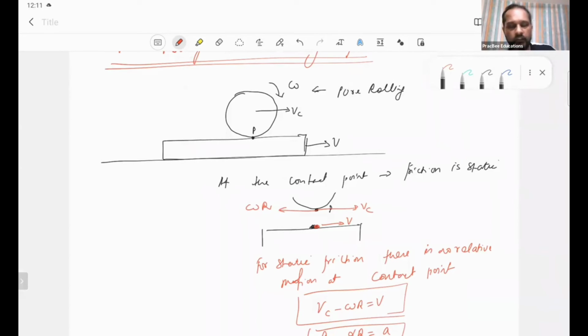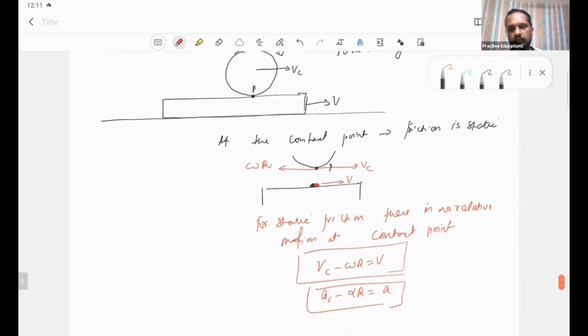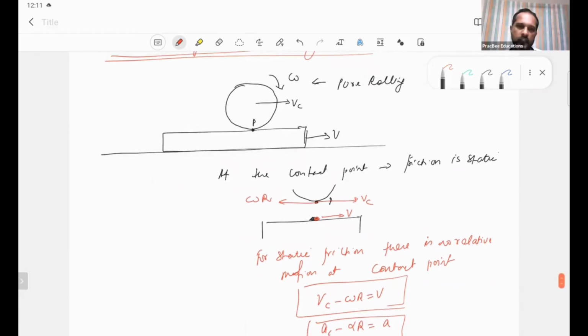So if the surface is fixed, then you can blindly write AC equals alpha r. But if the surface is moving, you cannot blindly write AC minus alpha r is equal to A. You have to study the surface, the way I studied it, and then you will write down the condition of pure rolling.